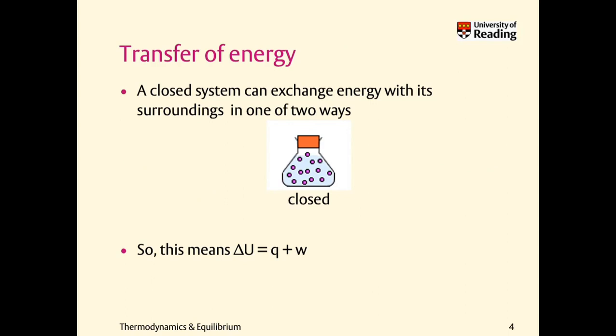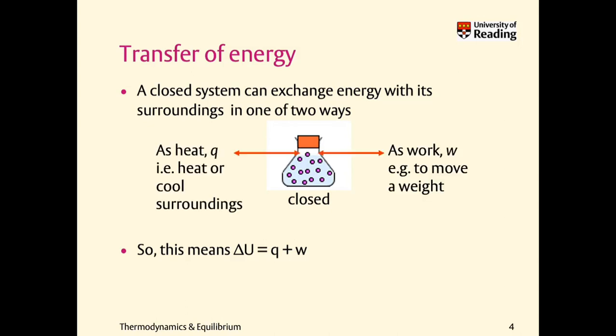So first of all, let's look at this closed system. A closed system can exchange its energy with the environment, but only its energy. It can't exchange matter, if you remember from last week. We can see this exchange as either heat or as work. Heat is given the symbol Q. This is the heat or cooling of the surroundings, and work is given the symbol W.